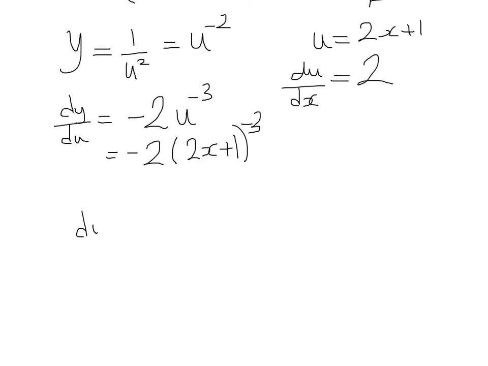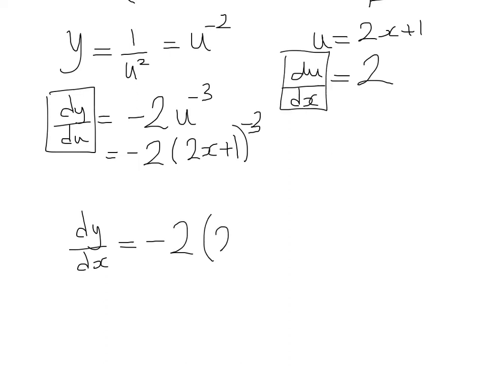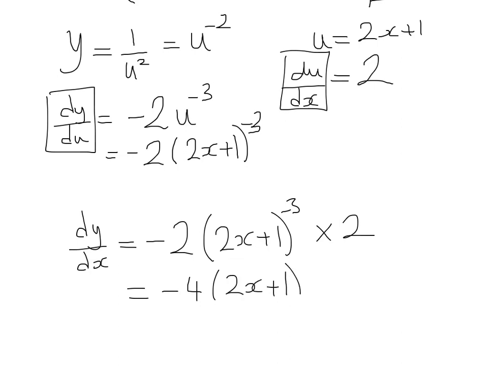So my dy by dx is going to be the product of this and this. So it's minus 2 times (2x plus 1) to the minus 3 multiplied by 2, which is minus 4 times (2x plus 1) to the minus 3, which also can be written as minus 4 over (2x plus 1) cubed. And there we are, there's the chain rule.